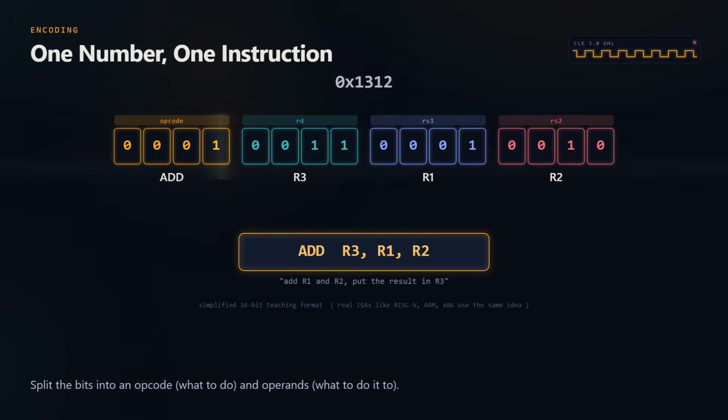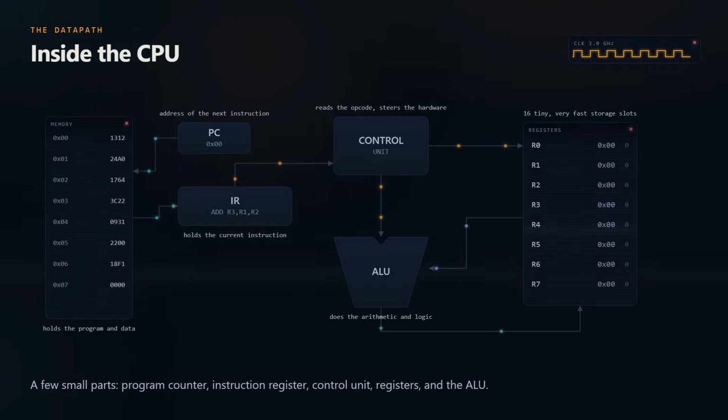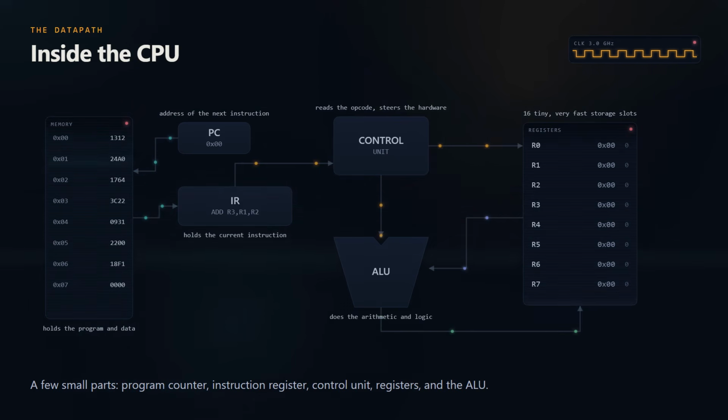One number, one instruction. To run that instruction, the processor uses a handful of parts. Memory, on the left, holds the program and the data. The program counter, or PC, holds the address of the next instruction to run. The instruction register holds the one we are working on right now. The control unit reads the opcode and flips the right switches. The registers are a few tiny, extremely fast slots for the numbers in use, and the arithmetic logic unit, the ALU, does the actual math. Keep this map in mind. Everything now flows between these boxes.